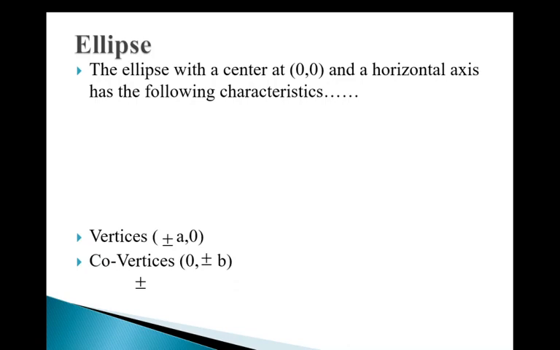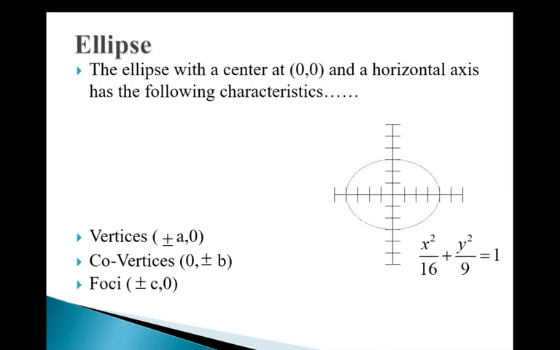Now, a horizontal ellipse has the following characteristics. The vertices are plus or minus a, 0, co-vertices are 0, plus or minus b, and the foci are plus or minus c, 0. So this is my ellipse, x squared over 16 plus y squared over 9 equals 1.